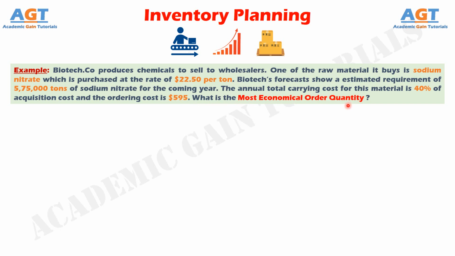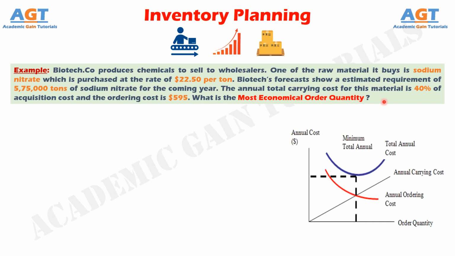We already know that economic order quantity, EOQ, is the ideal order quantity a company should purchase to minimize inventory costs such as holding costs, shortage costs, and order costs. The formula for calculating economic order quantity is written as EOQ equals root over 2 multiplied by the annual demand, D, multiplied by the ordering cost, S, divided by the carrying cost, C.